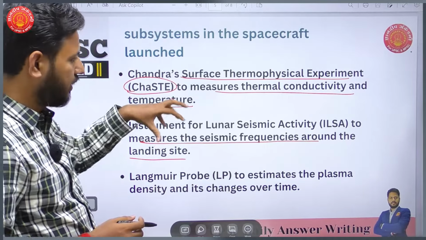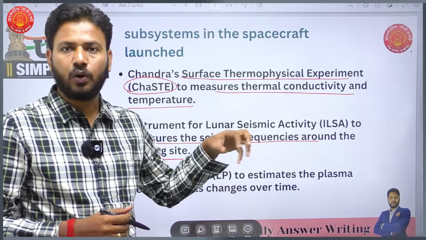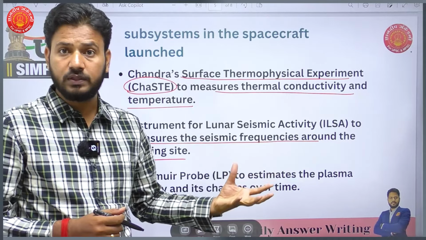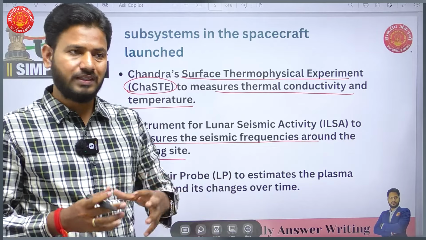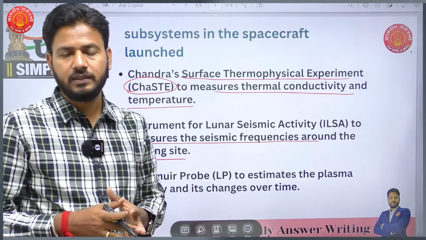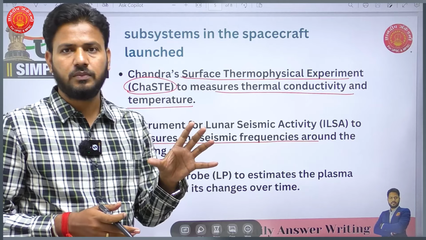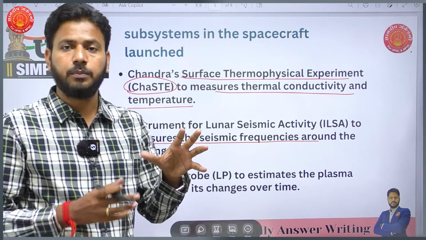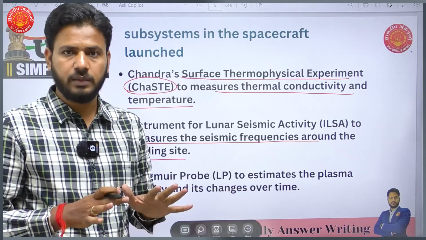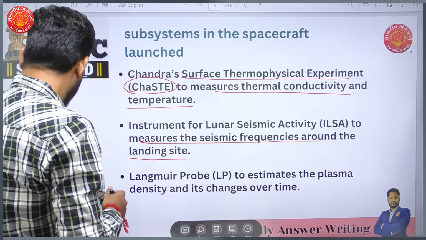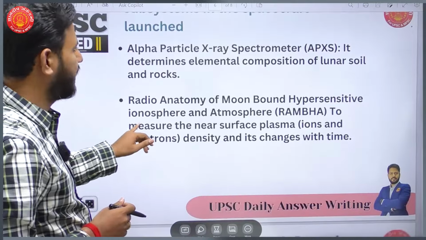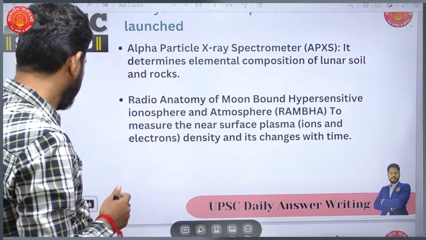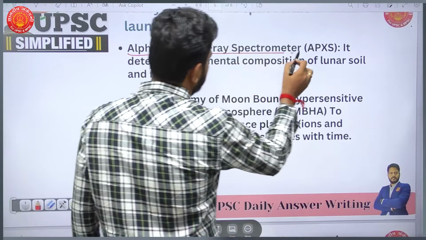If you go on the website of ISRO, you'll see a lot of payloads were put on the lander as well as the rover. It is not necessary to write every payload that is given there. Just the main payloads can be mentioned. Then you have the Alpha Particle X-ray Spectrometer. These were in use, so you should know these names.